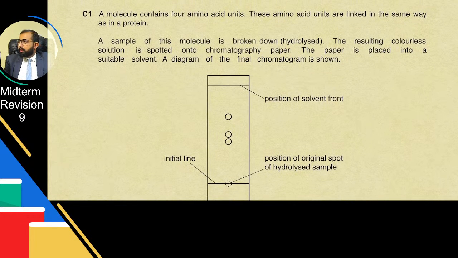Okay, a molecule contains 4 amino acid units. These amino acid units are linked in the same way as in a protein. A sample of this molecule is broken down, hydrolyzed. We don't need to know, this is all a story. The resulting colorless solution, that's a key point. Colorless solution is spotted onto chromatography.